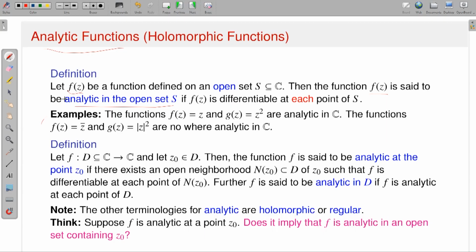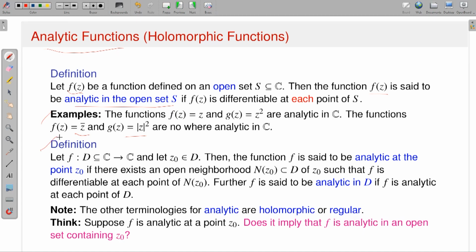One example I have discussed: f of z equals z, g of z equals z square. These are very nice polynomial functions, they are analytic functions. However, f of z equals z bar, we have already discussed, either using the principal definition or using the Cauchy-Riemann equations, this function is nowhere differentiable. g of z equals mod z square, I already discussed that this function is differentiable only at the point 0, and except 0 it is nowhere differentiable in the complex plane. Therefore these functions are not analytic.